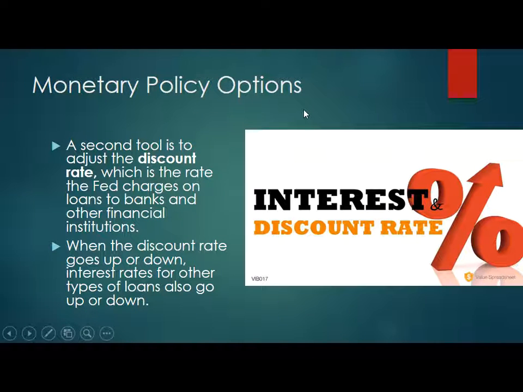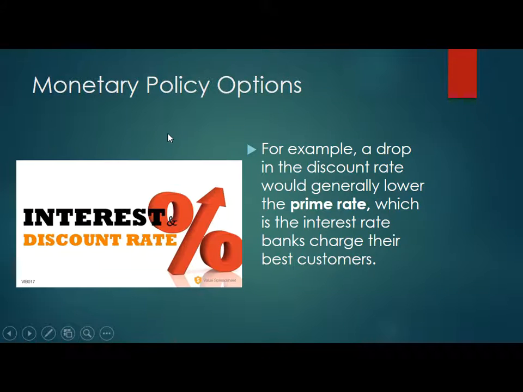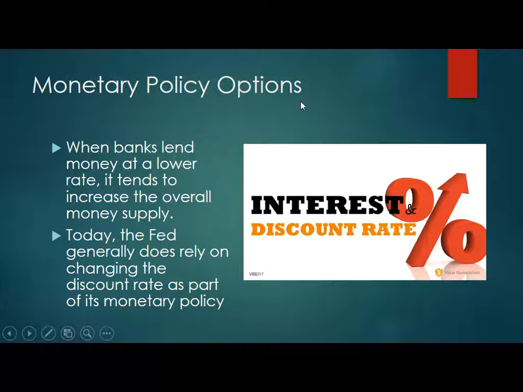A second tool is to adjust the discount rate, which is the rate the Fed charges on loans to banks and other financial institutions. When the discount rate goes up or down, interest rates for other types of loans go up or down. For example, a drop in the discount rate would generally lower the prime rate, which is the interest rate banks charge their best customers. When banks lend money at a lower rate, it tends to increase the overall money supply.